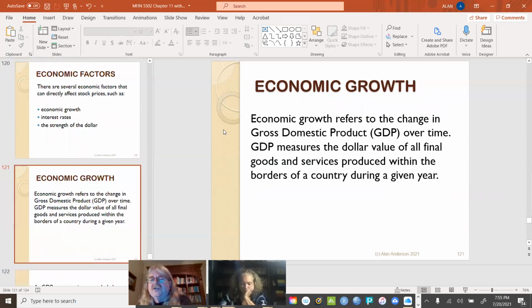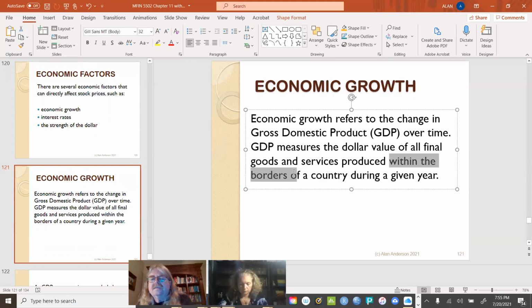Growth refers specifically to GDP, gross domestic product, which measures the dollar value of all the final goods and services produced within the borders of a country during a given year. At the moment, US GDP is approximately 20, maybe $21 trillion. That's not bad. The next closest is China. They're at about 14 trillion. And I think Japan might be third at about 5 trillion. So the US by far has the largest economy, but we don't necessarily have the highest growth rates. Okay, that's just the way it is.